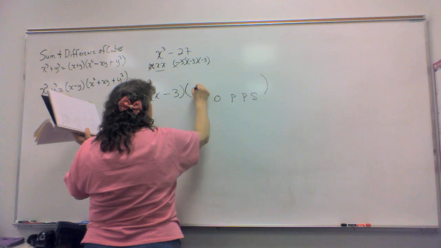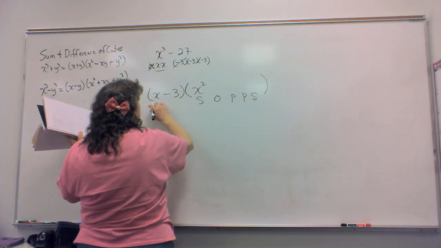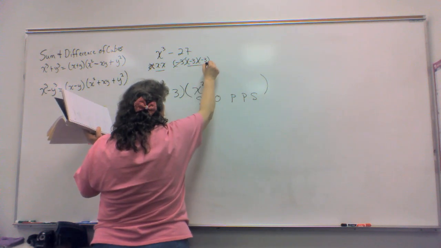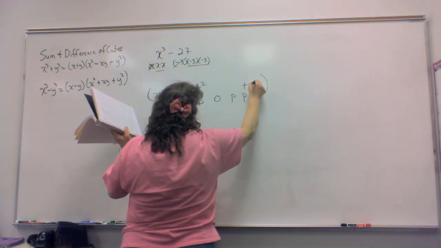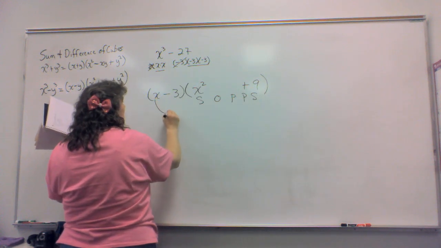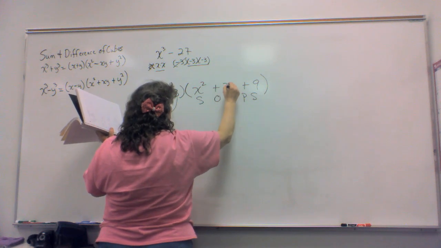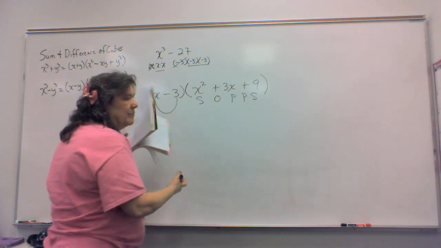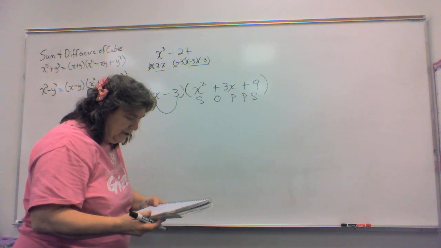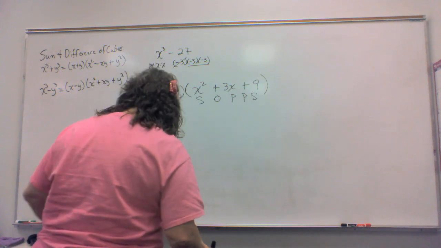x squared, square my first. Negative 3 times negative 3 is plus 9. And opposite product, negative 3x, so plus 3x. Not too hard, is it? Okay, let's look at another one.